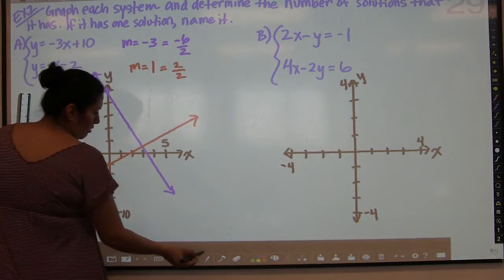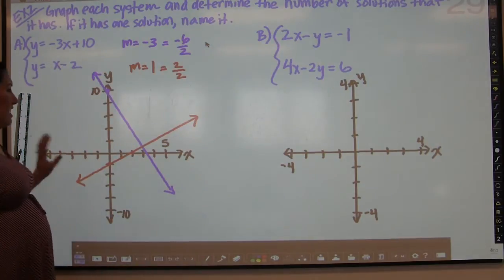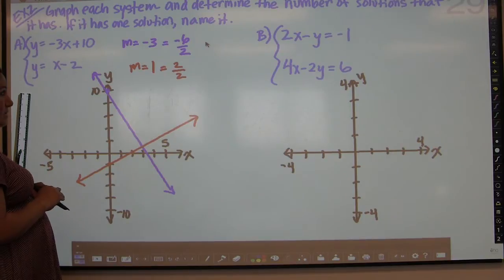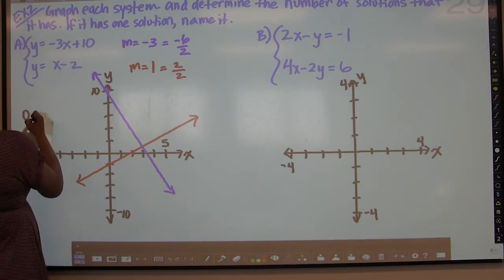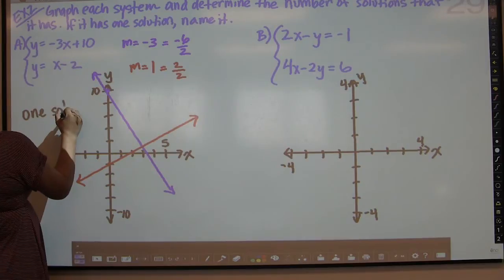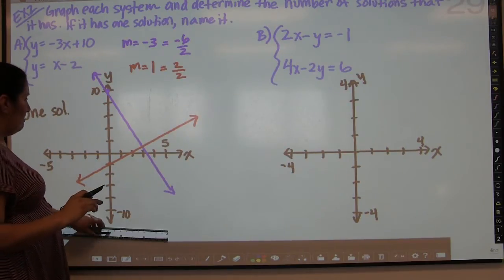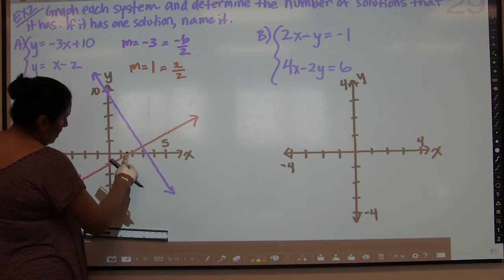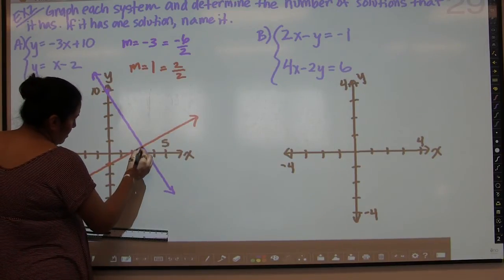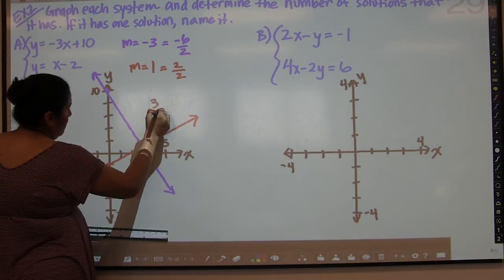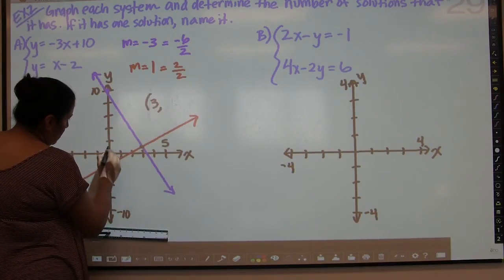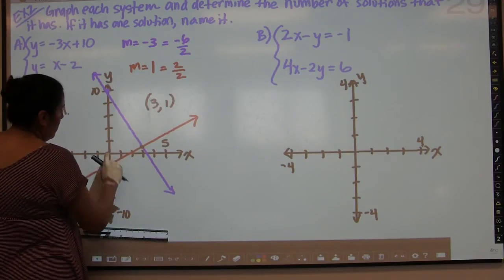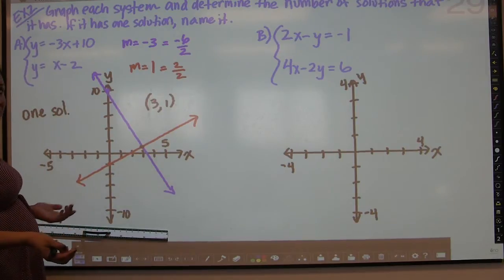Okay, and now I can see that this is going to be a consistent and independent system, so I'm going to have one solution. And since I only have one solution, they're asking me to actually name that solution. So I can see that x is 1, 2, 3. So x is 3, and y appears to be 1. It's halfway between here and here, and this is going by 2's, remember? So it's 3, 1.